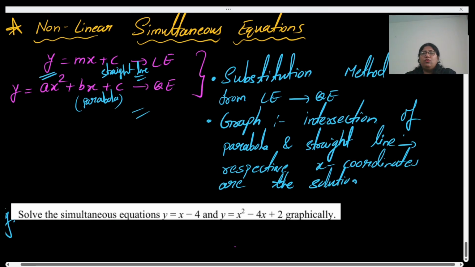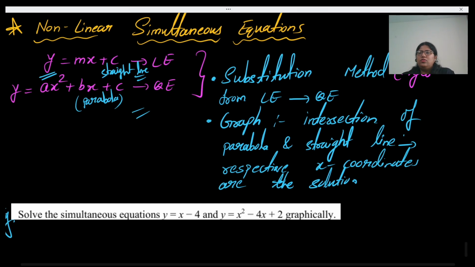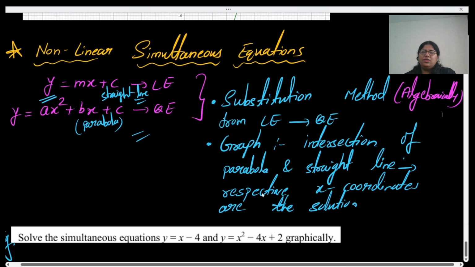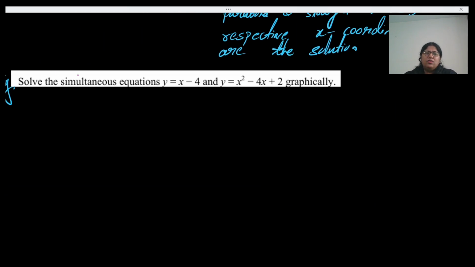So first we are going to follow the substitution method. This is nothing but the algebraic method, right? So algebraically we are solving using the substitution method. Graphically means we take the intersection of both the graphs. So now solve the simultaneous equations. First you need to identify whether it's a linear simultaneous equation or a non-linear simultaneous equation. So y is equal to x minus 4 is a linear equation, a linear function also you can say, and here, this is a quadratic equation or quadratic function, right?